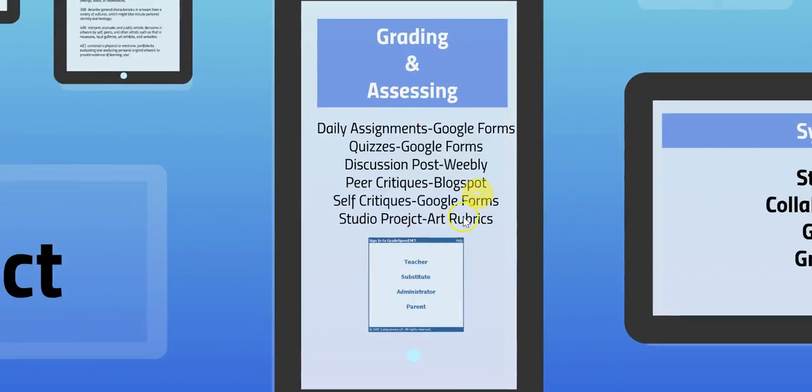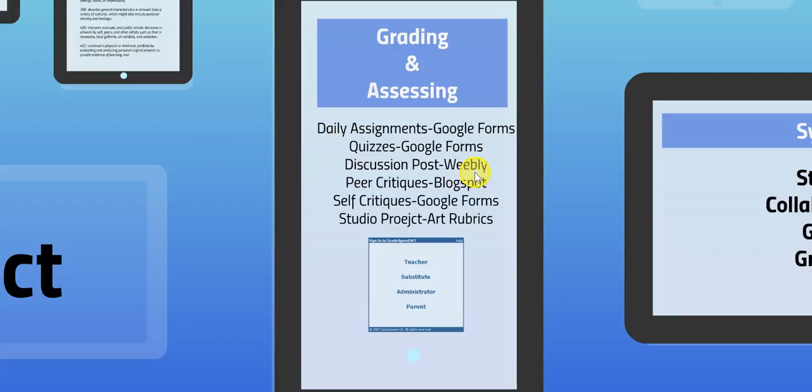So grading and assessing, that's one of the major focuses when we have to decide what kind of grades to give our students. And how I have it set up on here, I will be using GradeSpeed, which is a district program. However, I'll be using Google Forms for quite a bit, the daily assignments and the quizzes, so I'll be able to tally grades from there.